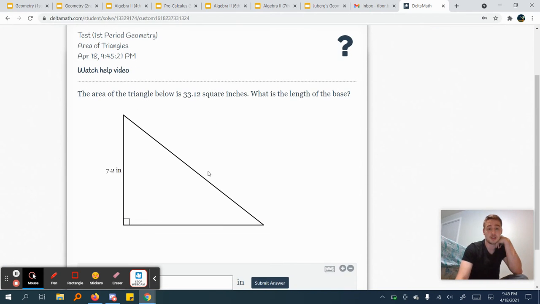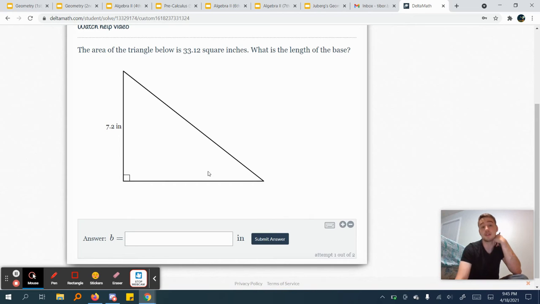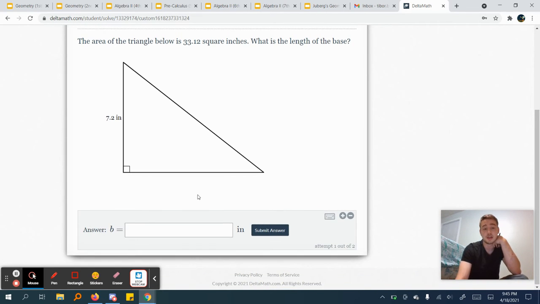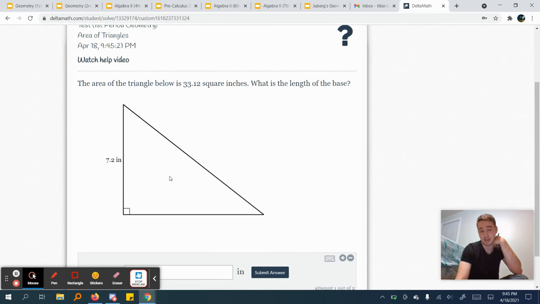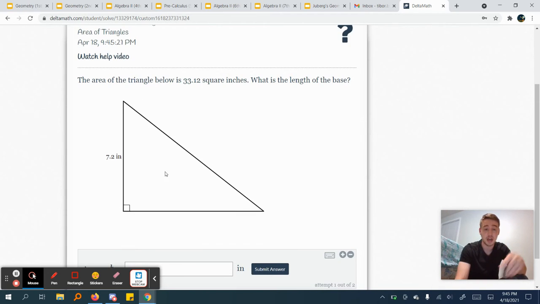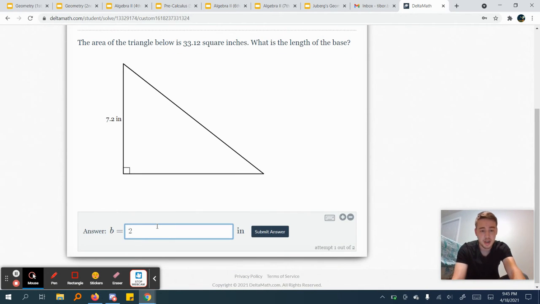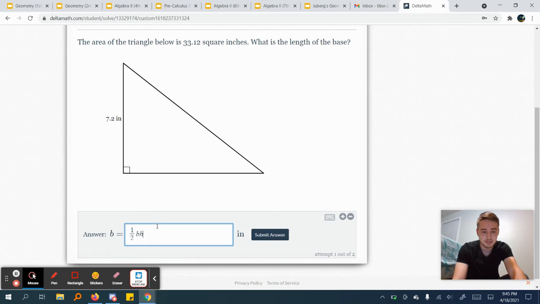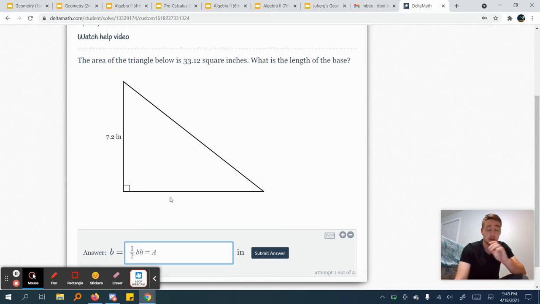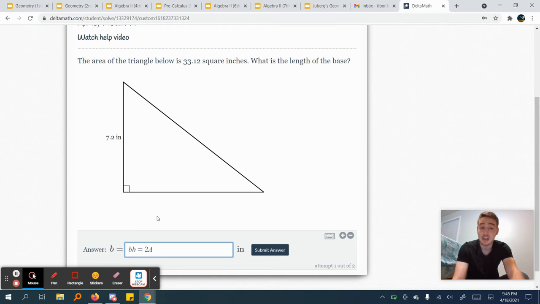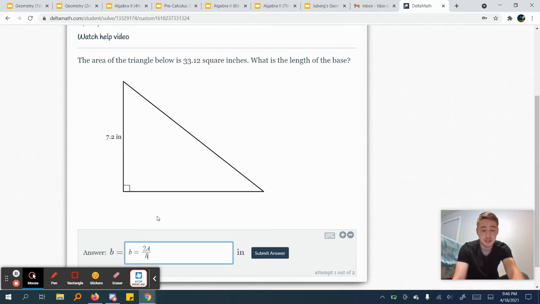Area of triangles. The area is 33.12 square inches. What is the length of the base? Now, the area of a triangle is 1/2 the base times the height. Since we're dealing with a right triangle here, we can simply double this and divide it by the height to get the base. So we got 1/2 base times height equals area. Meaning, you can take that area and double it to get base times height left over. And then we can divide by height to get the base.